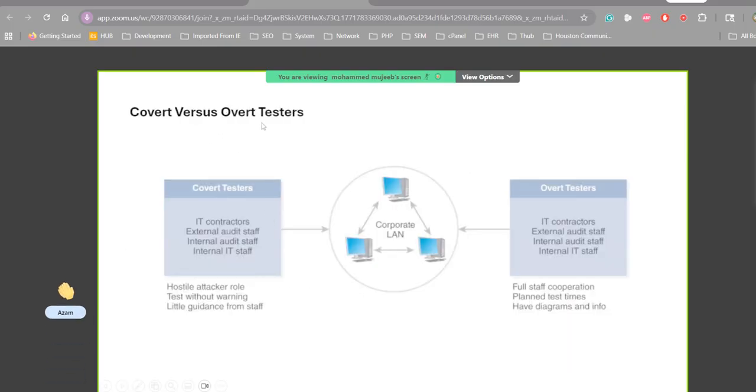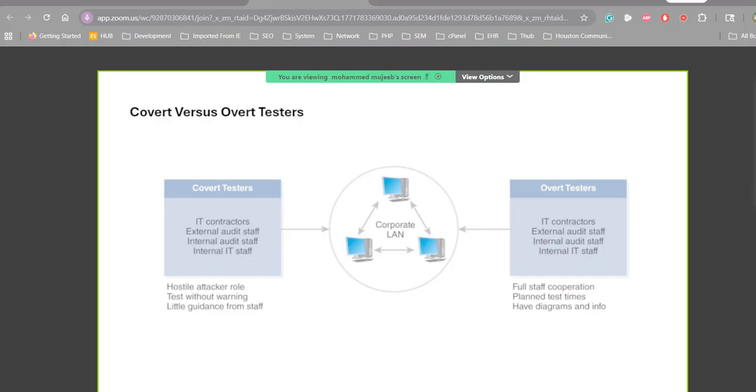Covert versus overt testers, right? Covert is a hostile attack role, testing without warning and with little guidance from staff. Overt testing is full staff cooperation, with a plan, test time, diagrams and information. Basically, you can do either white box testing or black box testing. If you know everything, it's white box. If you don't know anything, it's black box testing. You can find bugs both ways.